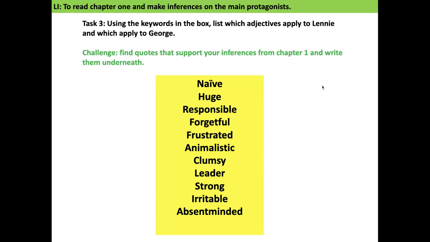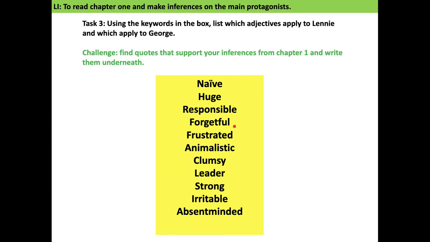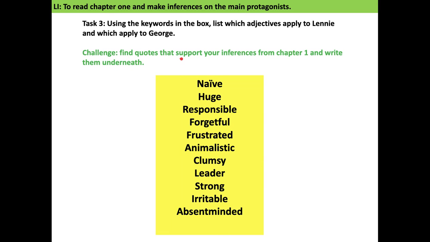Task 3, you are then going to start making your inferences. I have given you a box of key vocabulary. You're going to look at this vocabulary and you are going to decide which adjectives from the list here apply to which character. You've got a character Lenny who you will meet, and you've got the character George who you will meet, and you'll decide which adjectives suit which character based on your inferences. The challenge is to find a quote that supports your inferences from Chapter 1, and you're going to write them underneath the piece of vocabulary.